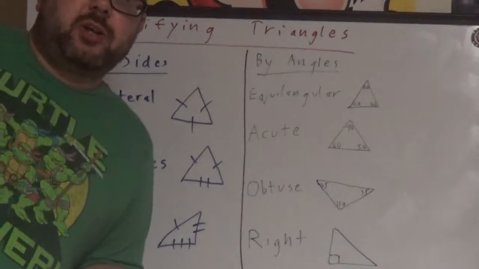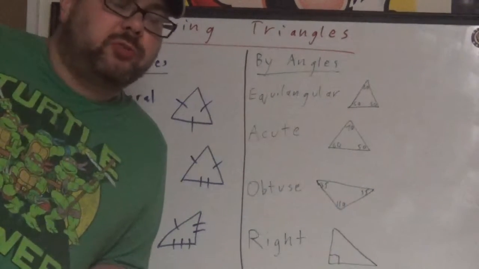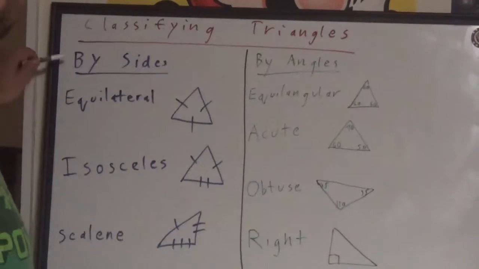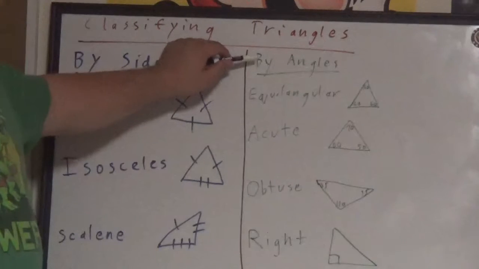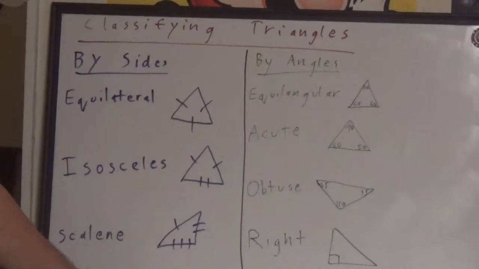Hey, this is Mr. Coker with Geometry Lesson 2-1, Classifying Triangles. So, I'm going to talk about how to classify triangles by sides and by angles. Start with sides, and as you can see there are three that I'm going to mention.